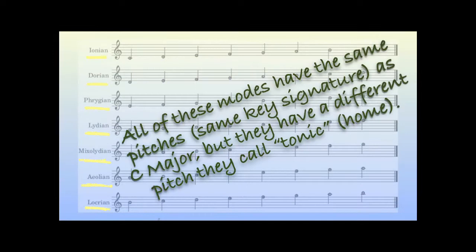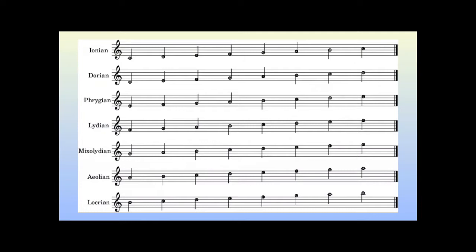All of the modes on this page have the same pitches or the same key signature as C major, but they have a different pitch that they call tonic or home. If we hear them one at a time, Ionian is the most familiar. This is when we have C major starting on a C.